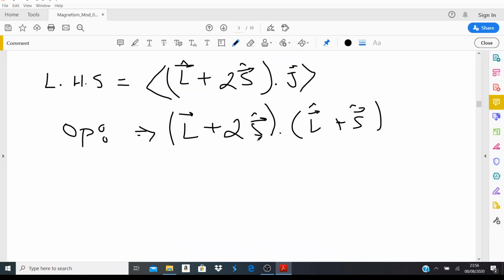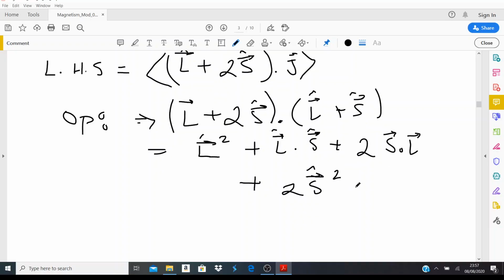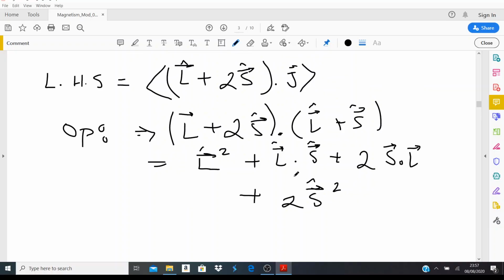And if you perform the dot product, you will get L dot L, which is L square. So first we will have L square, then we have L dotted with S. Then we have 2 times S dot L, right? Let me write them down as they are ordered in this expression. Then we have 2 S dot S, which is 2 S square. Now the question is, L dot S, and here we have S dot L.